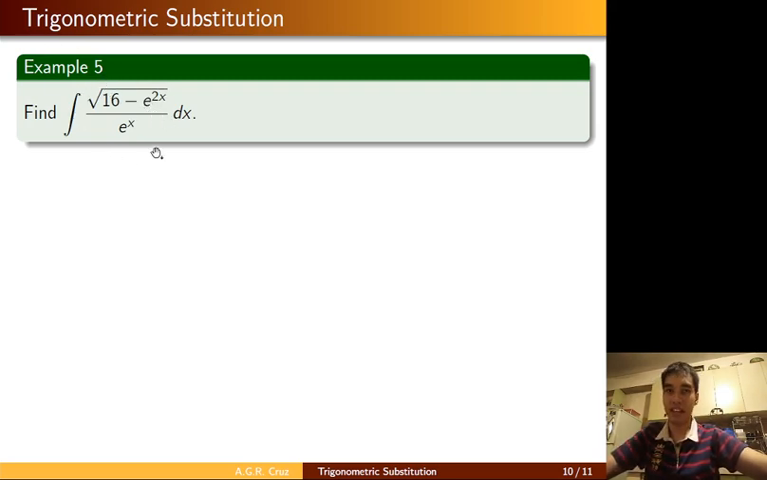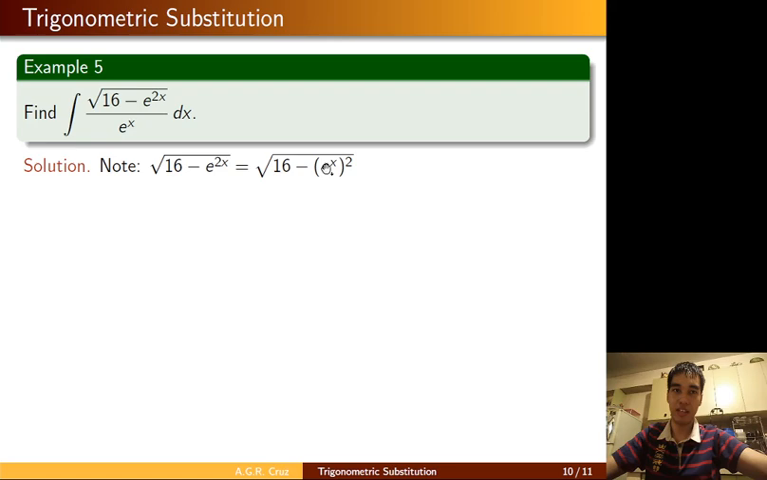Let's find the antiderivative of this function. Pero first, let's express itong radical expression na to in a more familiar form. So the square root of 16 minus e to the 2x, if you apply laws of exponents on this one, si e to the 2x, that should be equal to e to the x quantity squared. Tama ba? So this is now the square root of 16 minus e to the x quantity squared.